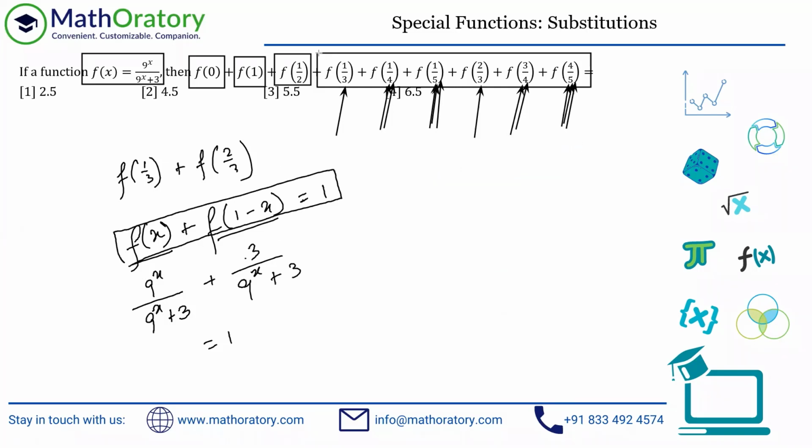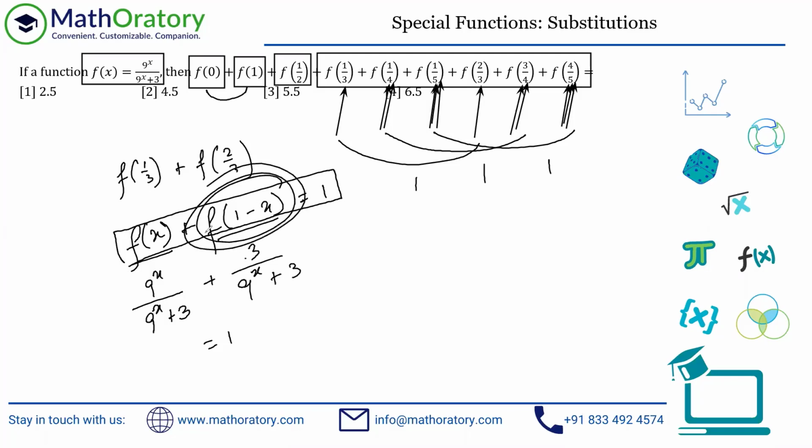Now what you know is these two will add up to 1. These two will add up to 1. These two will add up to 1. And importantly, you can substitute x equal to 0 and x equal to 1, but you know that if you put x equal to 0, then this thing is f1, right? So these two should also add up to 1. So what you have is 4 ones and this f of half.